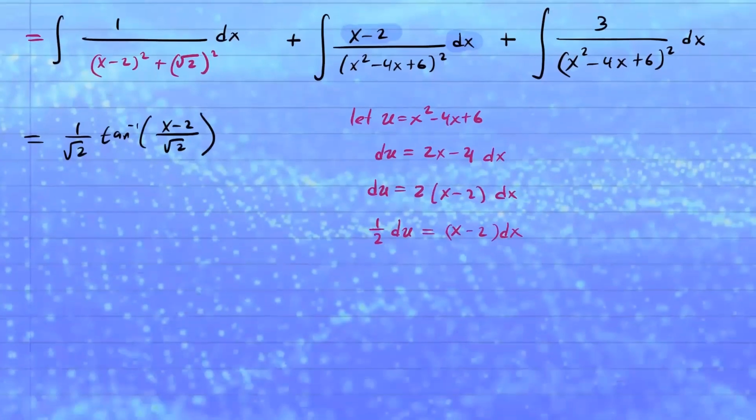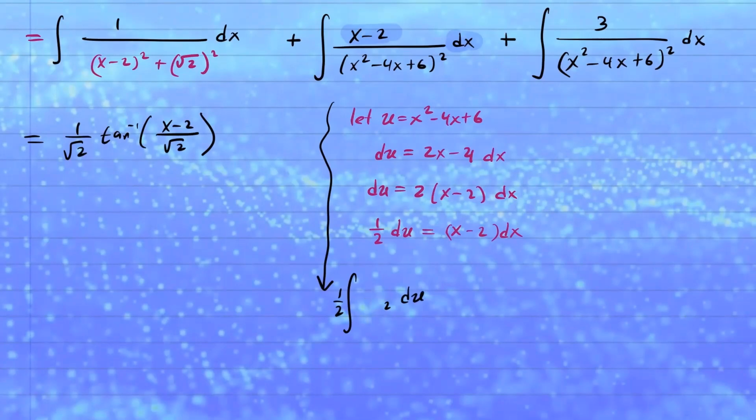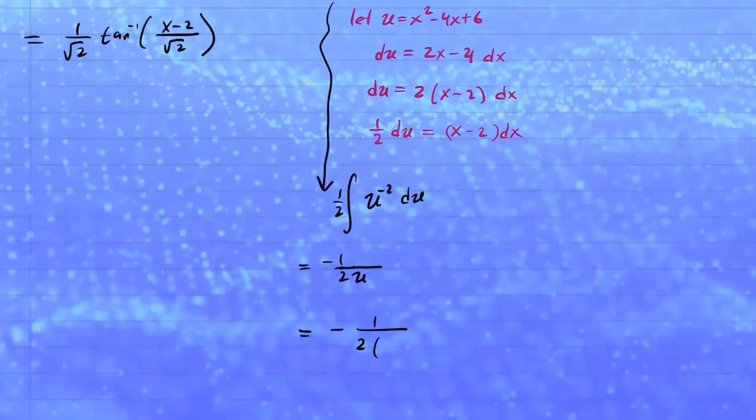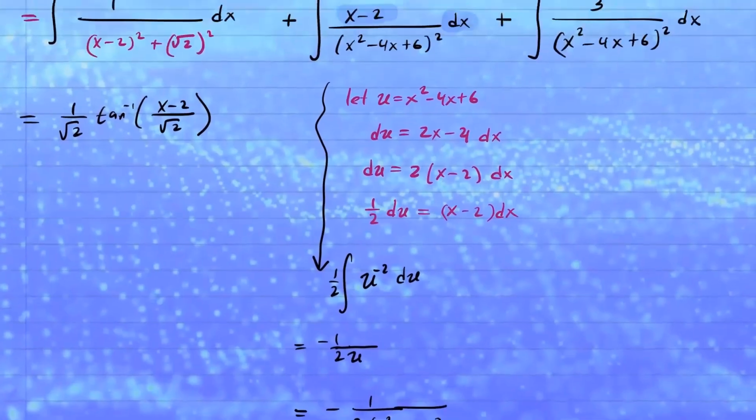Then this integral can be treated as the integral of 1/2 times 1 over u squared du. By writing this as an exponent, you can simply say this is u to the negative 2 power. And we know how to integrate that at this point. It's 1/2 times u to the negative 1 over negative 1. So it's really negative 1 over 2u. Now plug in what u is. That's going to be negative 1 over 2 times, and we said u is x squared minus 4x plus 6. So there you have that piece done.